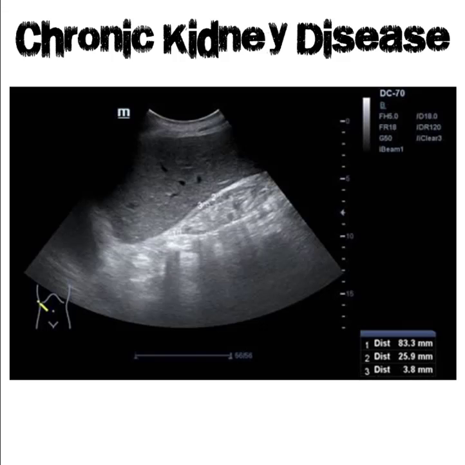So here's an example of a person with chronic kidney disease. The kidney is very small, only measuring 8.3 centimeters in length, and we can see, compared to the liver, how echogenic it is. This kidney most likely has lost quite a bit of its function.